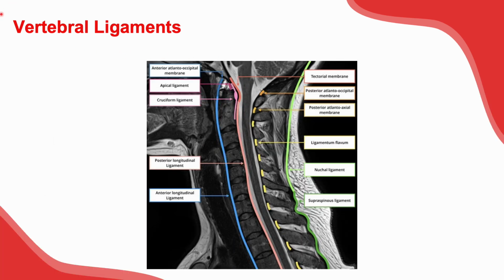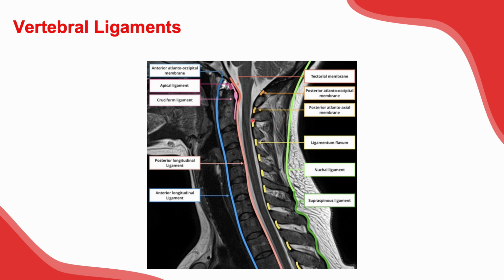The vertebral ligaments are best seen via MRI. So right here we have the anterior longitudinal ligament. If we continue the anterior longitudinal ligament superiorly, it will form the anterior atlanto-occipital membrane. And then we have the posterior longitudinal ligament. And if we continue it superiorly, it will form the tectorial membrane.